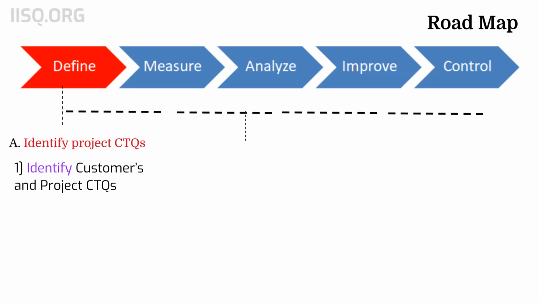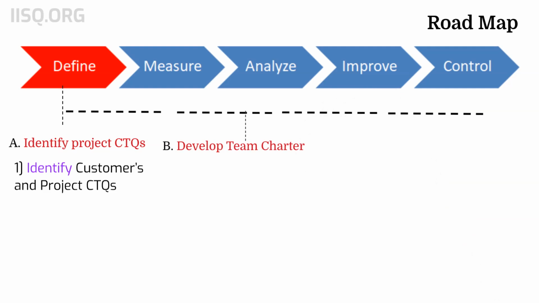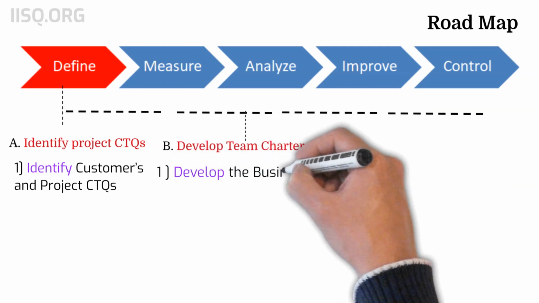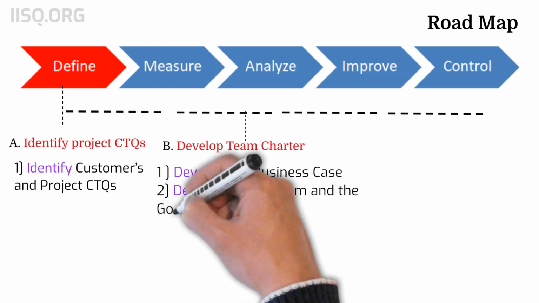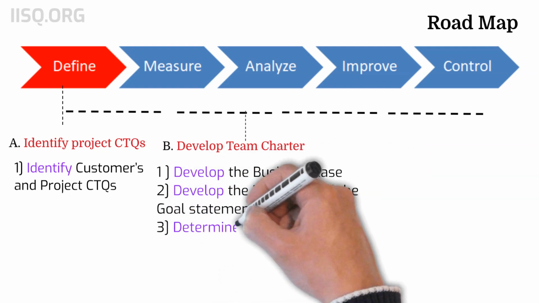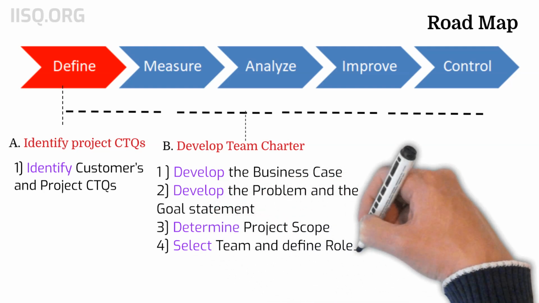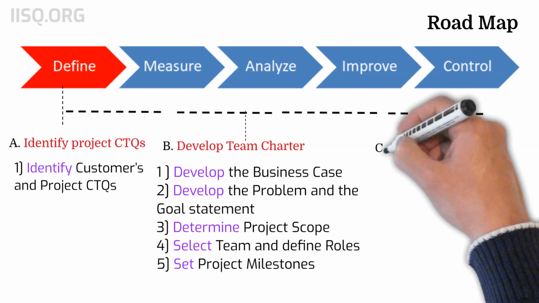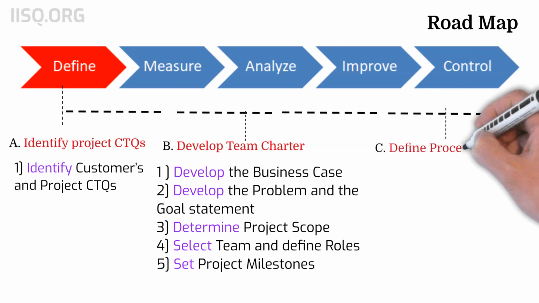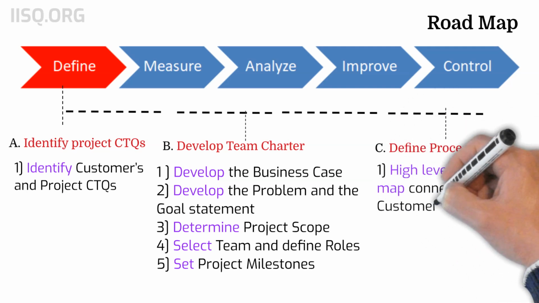The next sub-phase is developing the project charter. Here the deliverable will be to develop the business case, to develop the problem and the goal statement, to determine project scope, to select team and define roles, to set project milestones. The last and the third sub-phase is defining the process map. Here the deliverable will be to create a high-level process map, connecting the customer to the process.